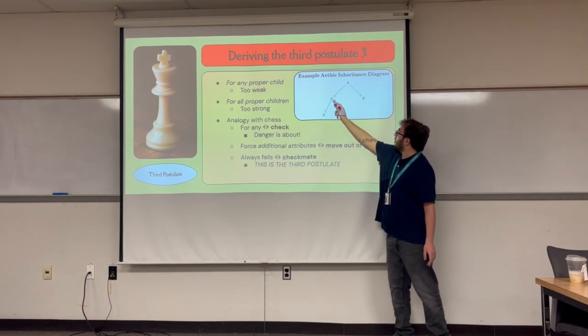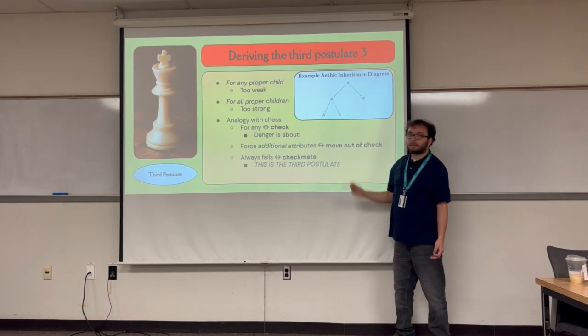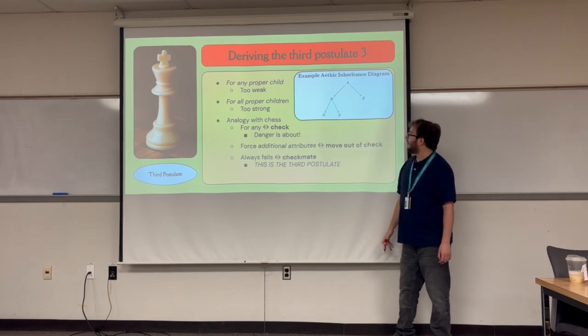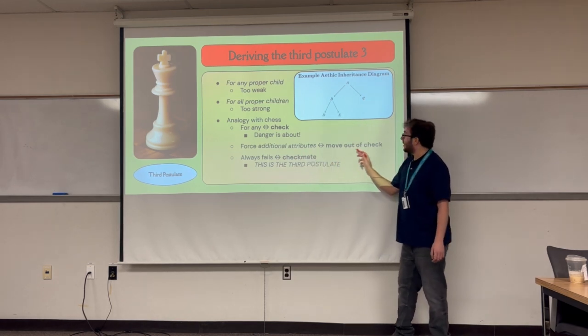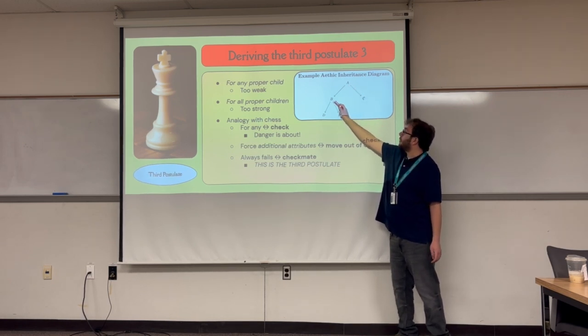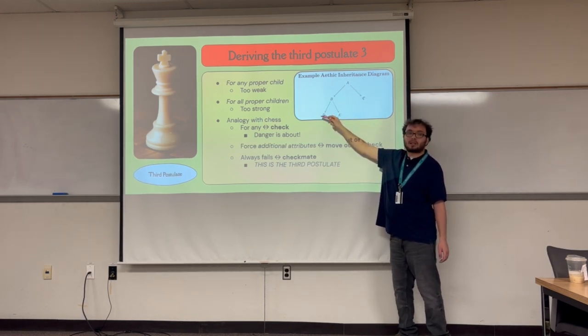Now we're in a good situation because B is not in check. The child ethis are valid. So in other words, we force additional attributes into A so as to move it to B, to move it out of check. Now we don't have a possible invalid.